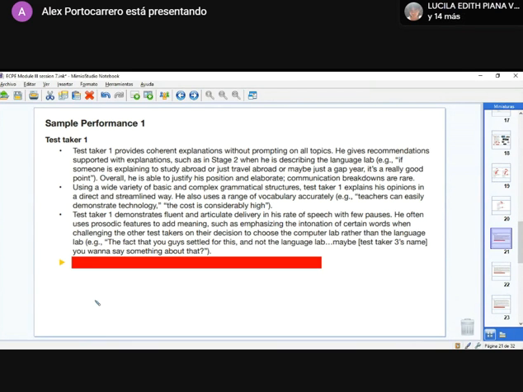Test taker 1 demonstrates fluent and articulate delivery in his rates of speech with a few pauses. He often uses prosodic features to add meaning, such as emphasizing the intonation of certain words when challenging the other test takers on their decision to choose the computer lab rather than the language lab. The fact that you guys settled for this, not the language lab, maybe Juan, you want to say something about that? You know, like that intonation. So just based on this report, is this person ready to take the ACP exam?